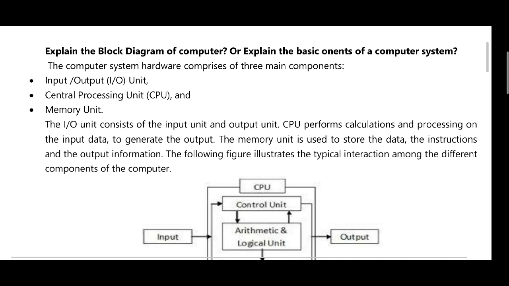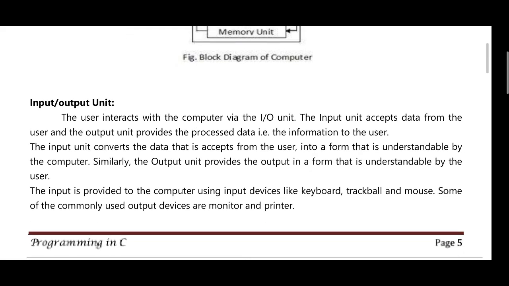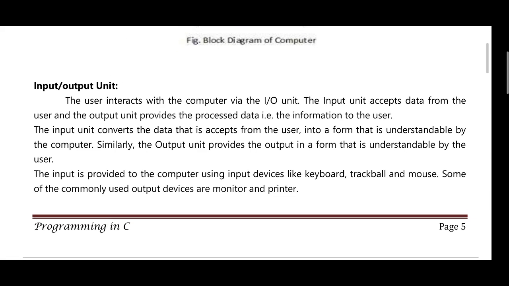Explain the block diagram of computer. Here we have input and output, CPU, control unit, arithmetic and logic unit, and memory unit. This is the block diagram of the computer. Input and output unit: the users interact with the computer via the input and output unit. The input unit accepts the data from the user, and the output provides the processed data, that is the information, to the user.